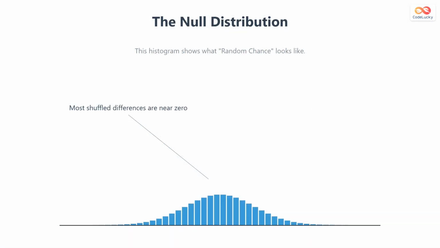When we plot all those thousands of random differences, we get a histogram like this. This is our null distribution. It shows us the range of differences that happen just by random luck. Most of them are clustered around 0, which makes sense if the groups are effectively the same.